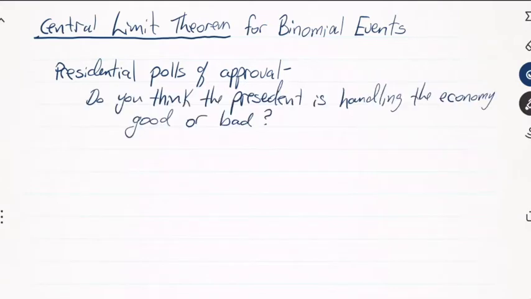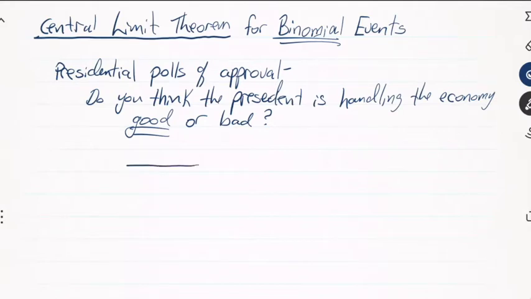So they would ask a question like, do you think the president is handling the economy well? Is it good or is it bad? So it only has two possible choices. That's what it means to be binomial. So you're either talking about its event or its complement. A bunch of people are going to say good, and a bunch of people are going to say bad. And then let's just look at the probability of good, because that's usually what these polls lean towards.